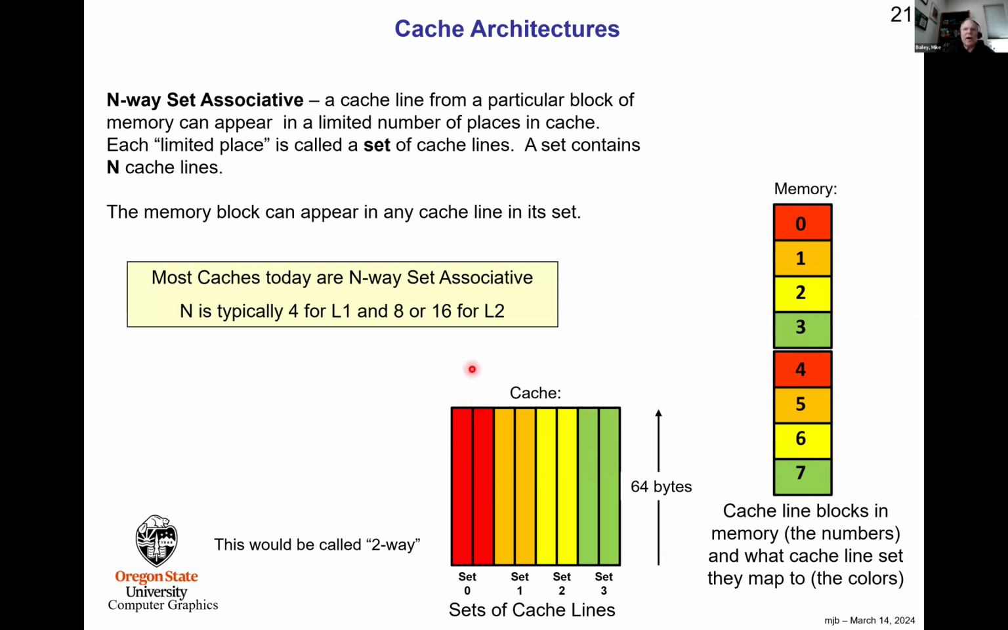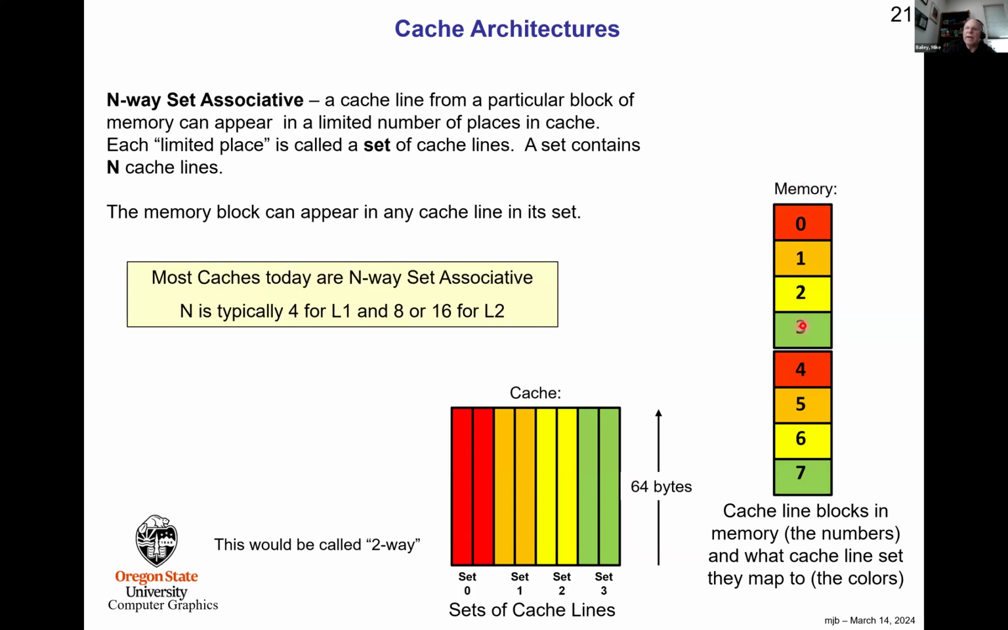Cache does not work by, okay, I need a cache line, I can put this anywhere in the cache memory. Apparently, they found out that that didn't work well. So what they do is they have certain reserved spots, like you buying a reserved seat at a movie theater. It prevents chaos. So anything that's a red block, notice we go red, orange, yellow, green, back to red.